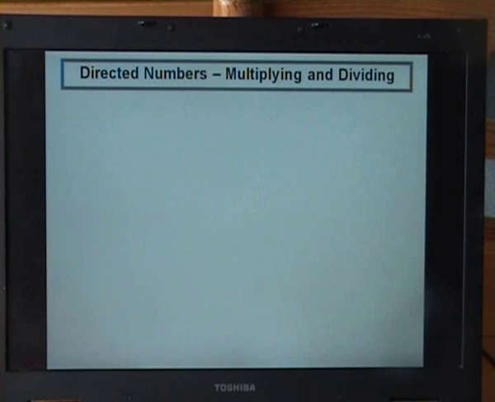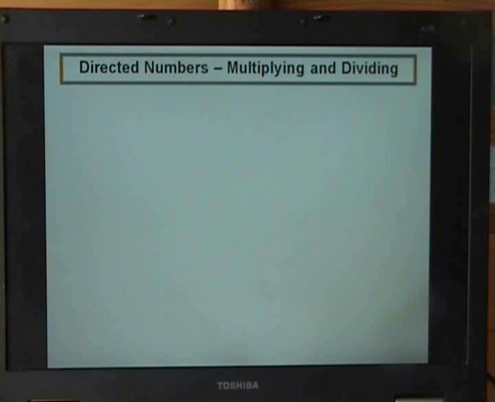So the next step after adding and subtracting is learning how to multiply and divide directed numbers. Multiplying and dividing, they're like brother and sister, separate little processes, but in many ways very, very similar to adding and subtracting, and quite easy to remember.